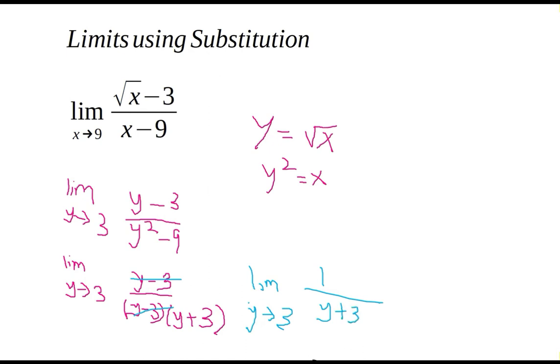And now we do a direct substitution. We substitute 3, and we don't need to write the limit anymore. So we have 1 divided by 3 plus 3, and we end up with 1 divided by 6. So 1/6 is what we get for the limit as x approaches 9 of the given function.